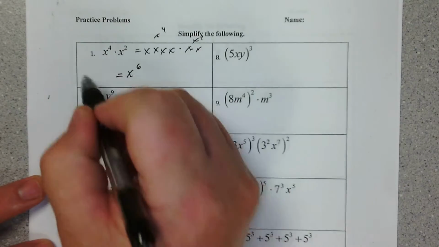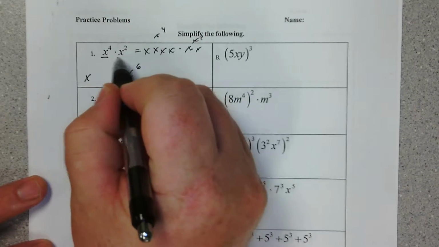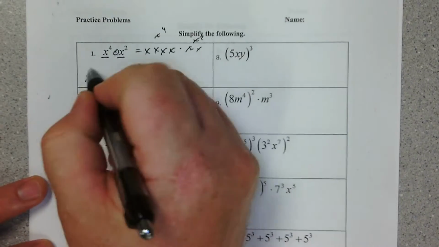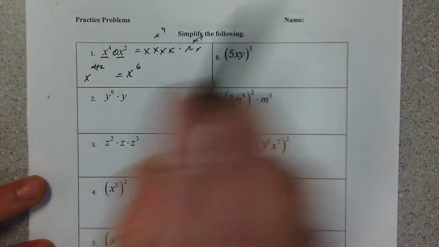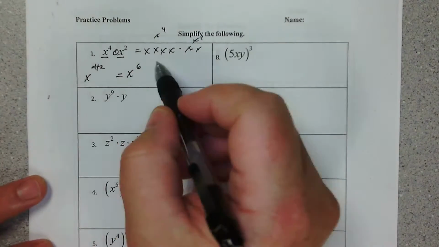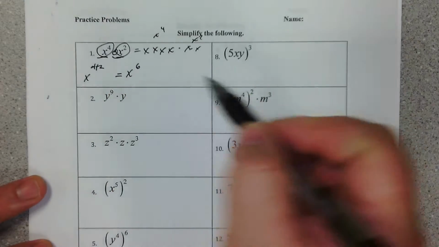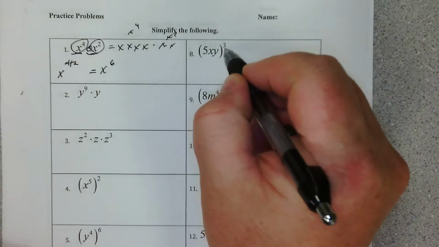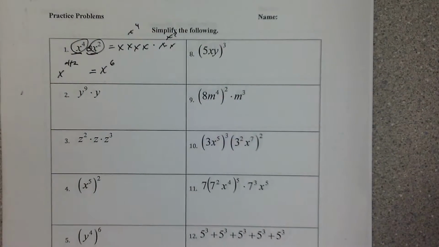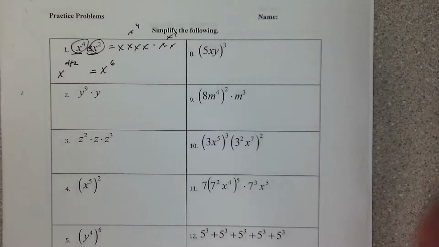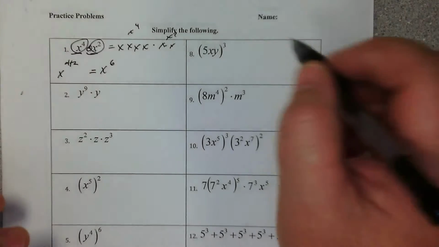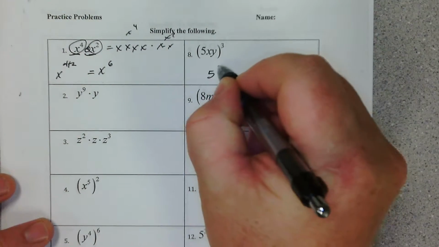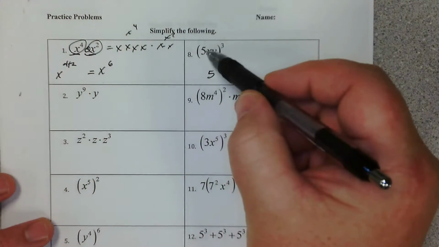So the rule, of course, is that if you're multiplying and the bases are the same, you add the exponents. But the reason why is because of what this means and what that means. And then multiplying. Yeah. So this one right here, this is an exponent of 3. The base is 5xy. So that's 5xy times 5xy times 5xy. So that would be 5 to the 3rd, or 125, if you can do it in your head.